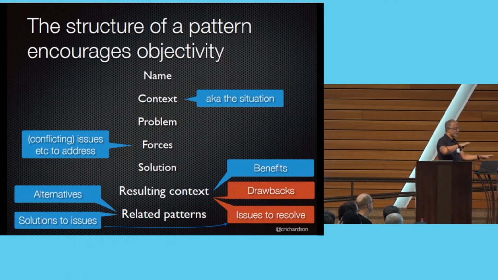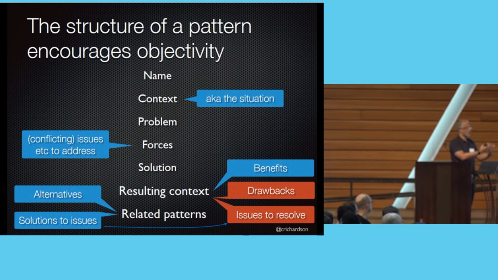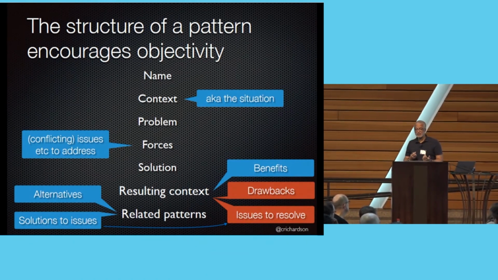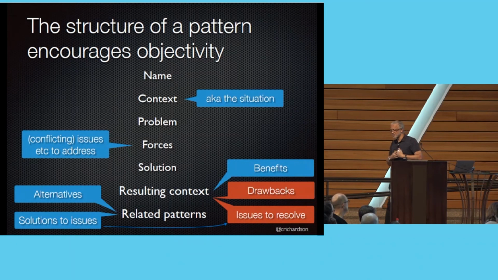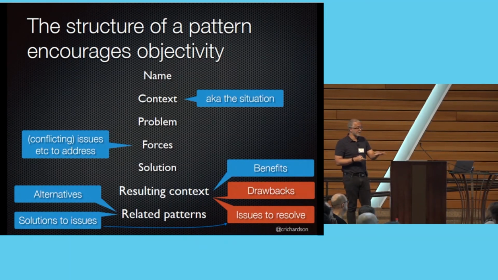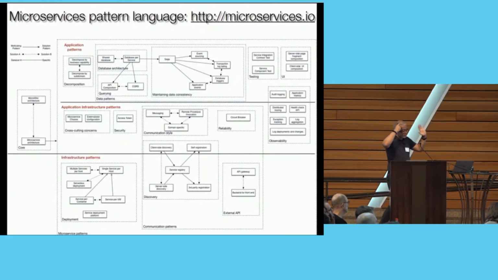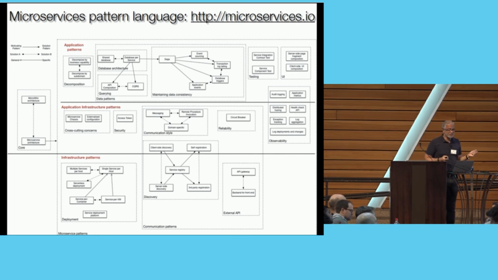And then there are these various monitoring patterns that you can use in order to troubleshoot problems in this architecture. So it's sort of pointing you in the right direction. And so these patterns end up forming a web or a pattern language. So this is the pattern language. If you go to microservices.io, you'll see a much more readable version of it.